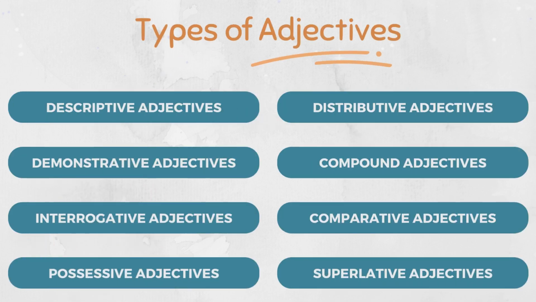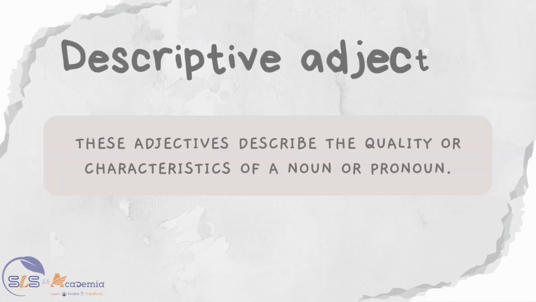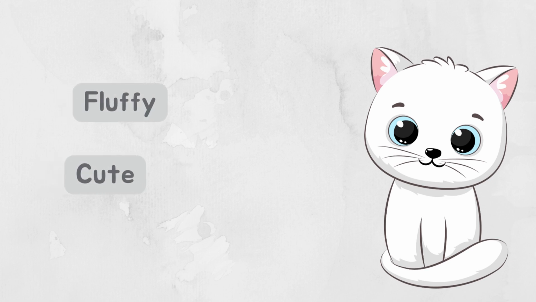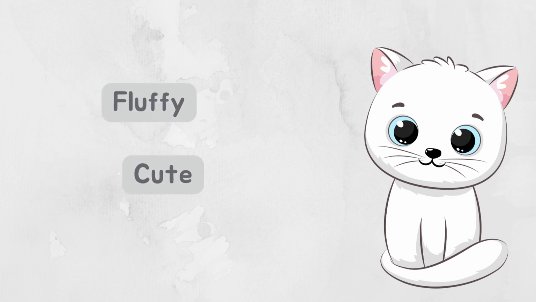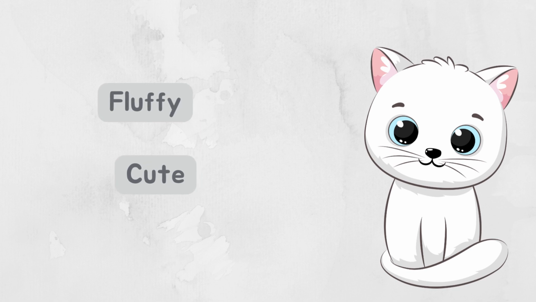There are several types of adjectives, each with their own unique purpose and usage. We will go through the most common ones in this lesson, starting with the descriptive adjectives. The descriptive adjectives describe the quality or characteristics of a noun or pronoun. For example, if we were describing this cute little kitten, we might use the descriptive adjectives fluffy or cute to provide more detail about its appearance and personality.